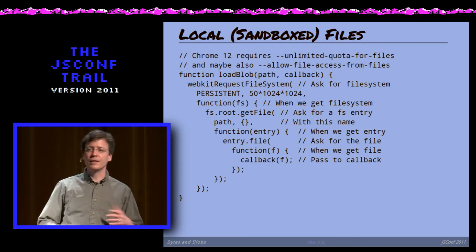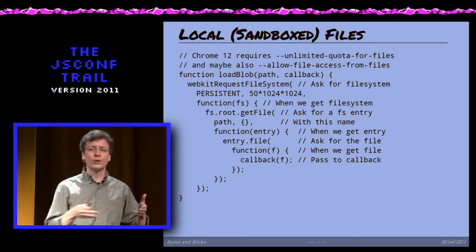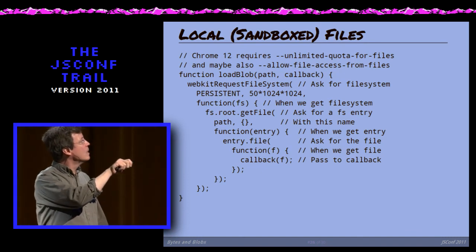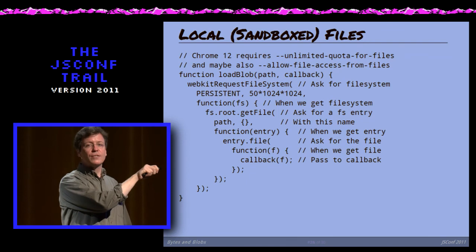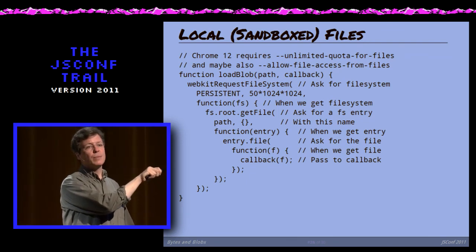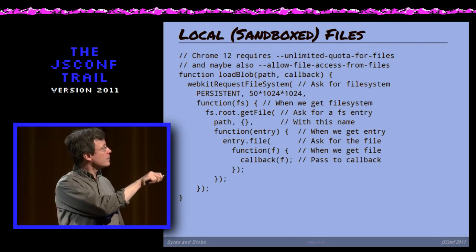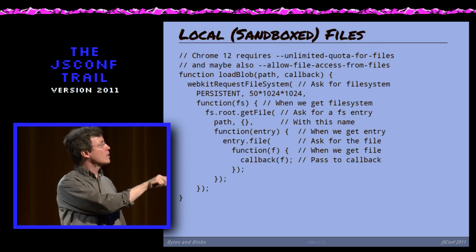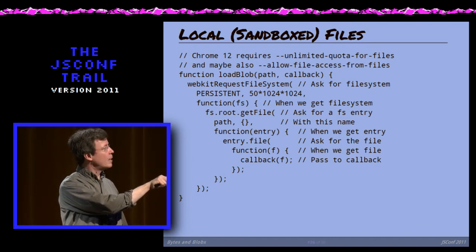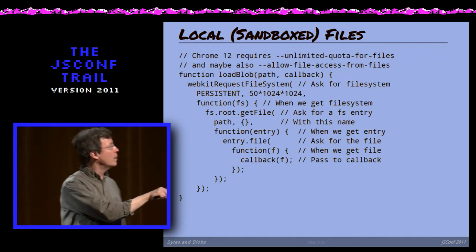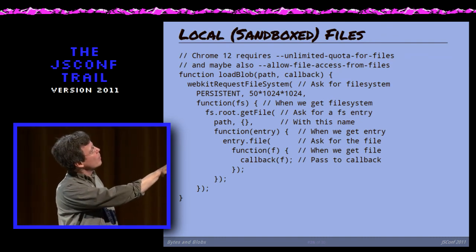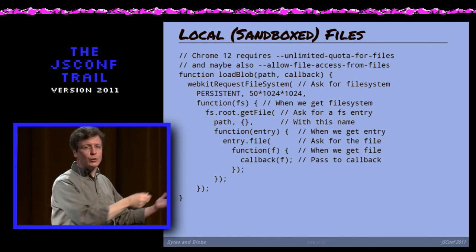The entry in a file system points to the file, but it's not the file itself. So then we have this entry callback, and with it, we call its file function, which says, please give me the actual file object. And we pass the callback to it. When this callback gets called, we finally have this object f, which is the actual file object, which is a blob, and we're passing it to that callback way up here to do something with.